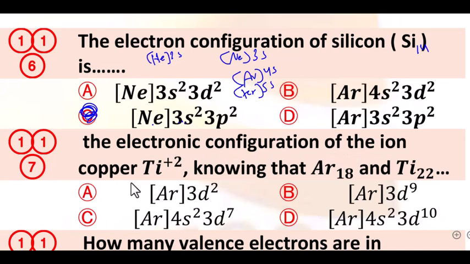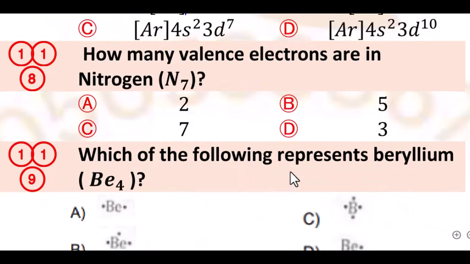The electronic configuration for the ion, here not copper, titanium, knowing that argon is 18, so argon 18, 4s2, 3d2. But here we lose 2 electrons, so cancel 4s, as we lose electrons from 4s. The answer is A. The same question with copper positive 2 had the answer D, but here titanium is 4s2, 3d2, we lose electrons from s, so 3d2.